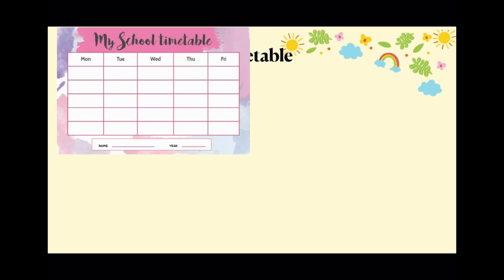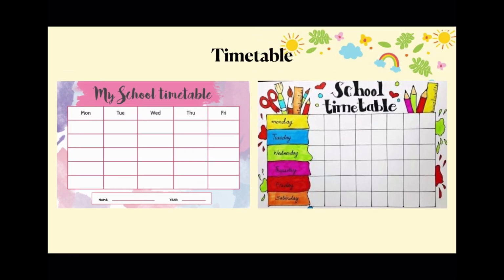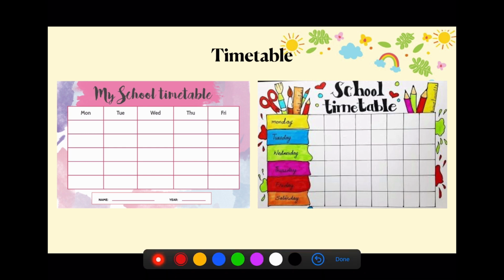These are 2 examples of timetable. As you can see here, these 2 are different. This one is in vertical order and the other one is in horizontal order. You don't really need to know what is vertical or what is horizontal. It's just an example for you.